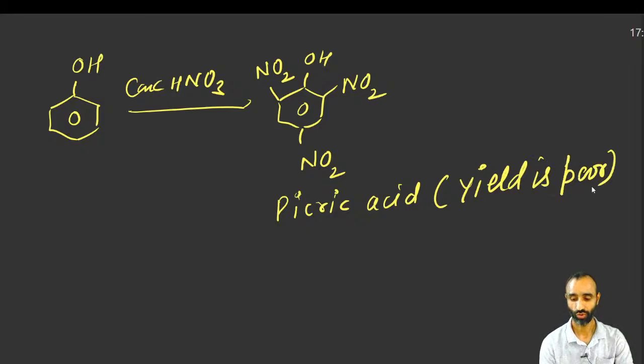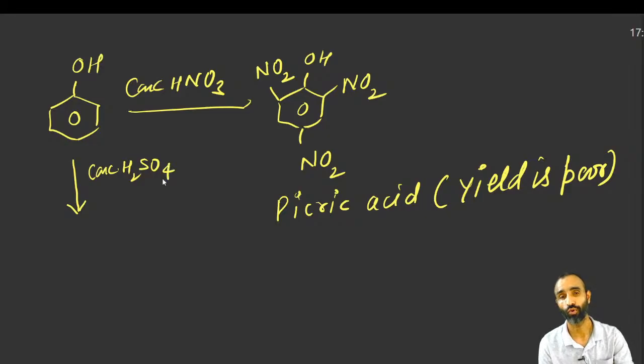Why is it so? Because phenol is a very active molecule. So concentrated nitric acid can act as an oxidizing agent and therefore oxidize the ring. And that's why yield is poor. And to increase the yield, what do we do? First we sulfonate it.